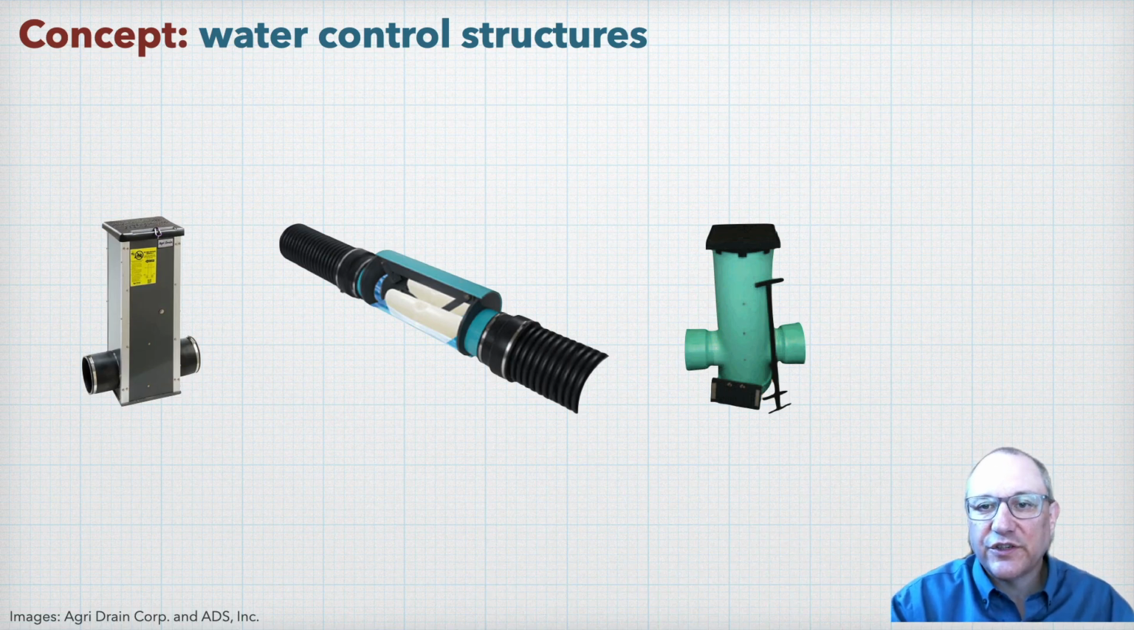On the left is a traditionally manually operated control structure using adjustable stop logs to raise and lower the outlet elevation. In the middle is a float-activated pressure valve designed to hold a specified level of head behind it before opening a valve for drainage when the water level rises above that.